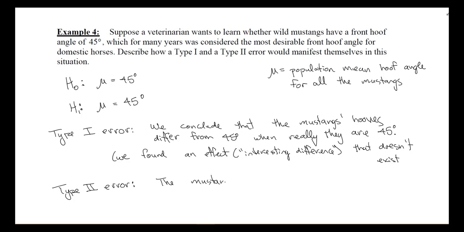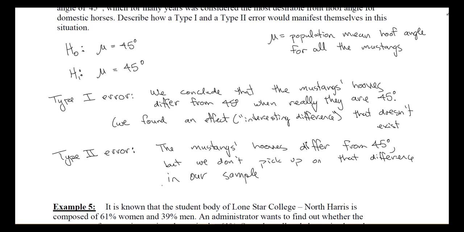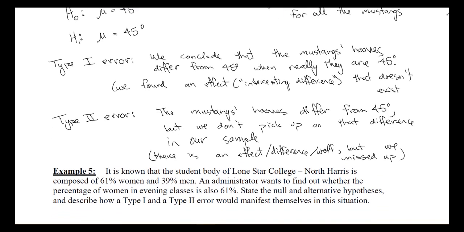So here, the Mustang's hooves differ from 45 degrees. We don't pick up on that difference in our sample. In other words, there is an effect or an interesting difference or a wolf, but we missed it. Not because we did anything wrong, but just because of the characteristics of our particular sample. Okay? All right, let's do another one.